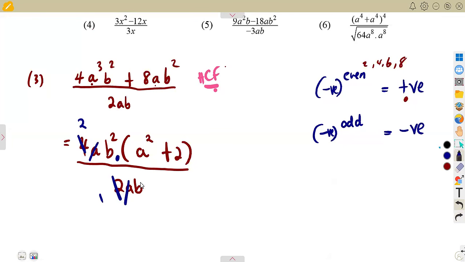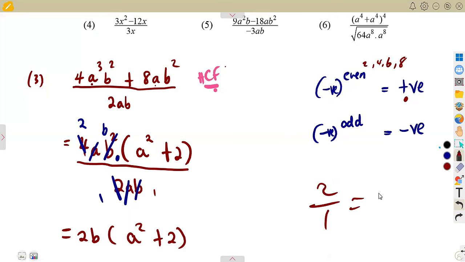B, there's only one B here. There are 2 of them. So if we cancel here, we are going to remain with 1B on top. So as you can see, there's nothing left in the numerator, in the denominator, just like 1. So in the numerator, you are left with 2B into the bracket of A squared plus 2 divided by 1. If you divide by 1, that means there's nothing there. It's just like 2 over 1. 2 over 1 is right. It's 2. So dividing by 1 means to just write that term or that expression as it is.